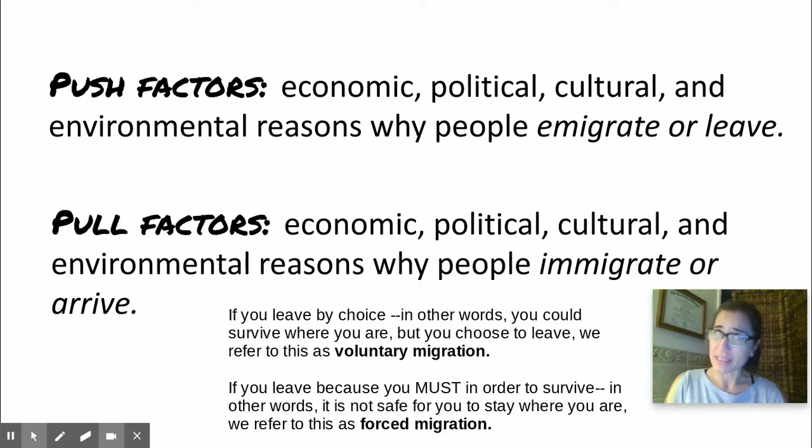Two things to keep in mind. If you leave by choice, in other words, you could survive in your country where you are, but you choose to leave because you want a better life.